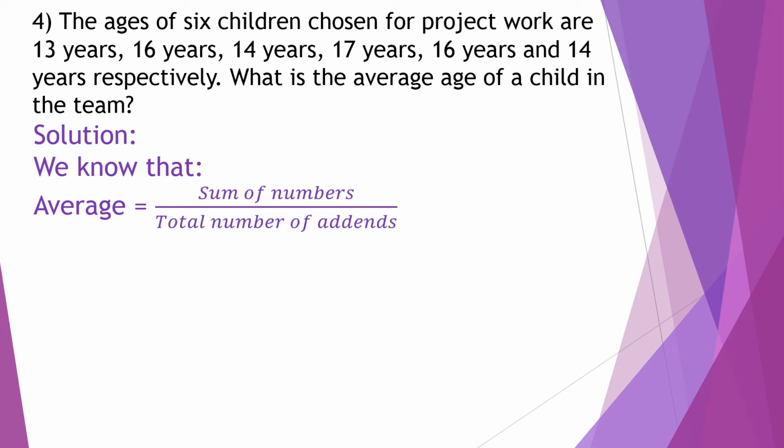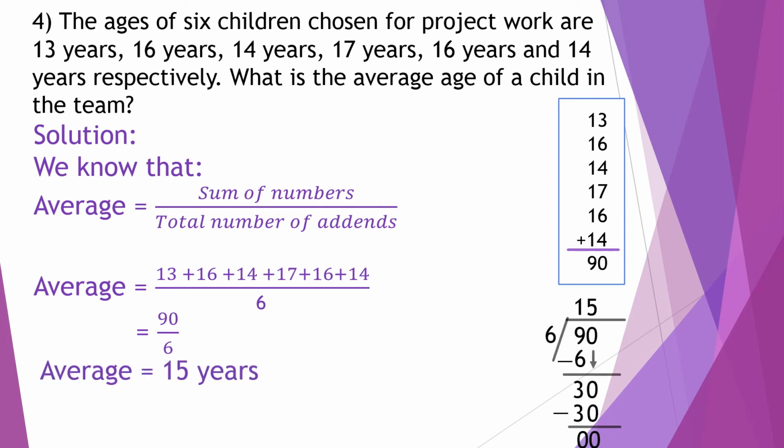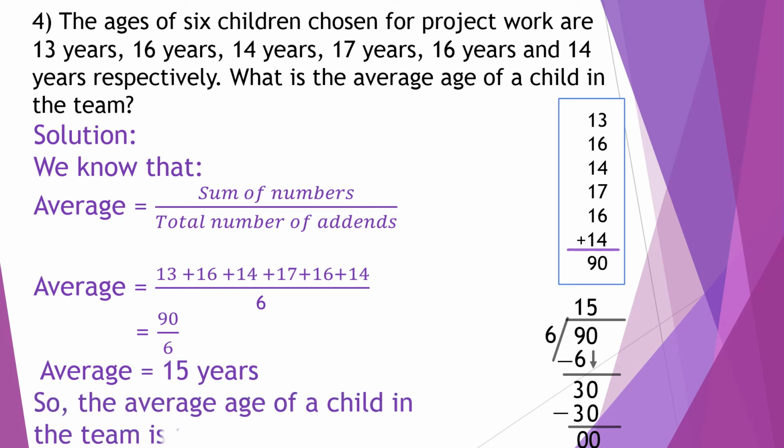First, write the sum of all the ages of 6 children, which is 13 plus 16 plus 14 plus 17 plus 16 plus 14. Then divide by the total number of children, which is 6. Now find the sum, which is 90, and divide by 6. If we divide 90 by 6, we get 15 years. So the average age of a child in the team is 15 years.